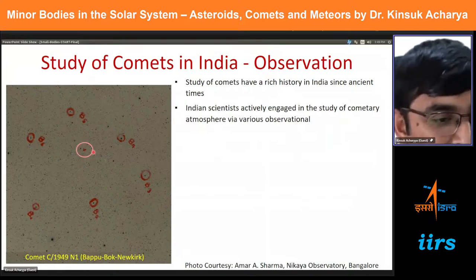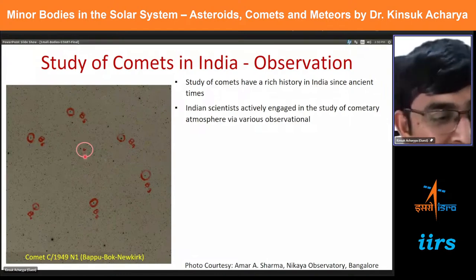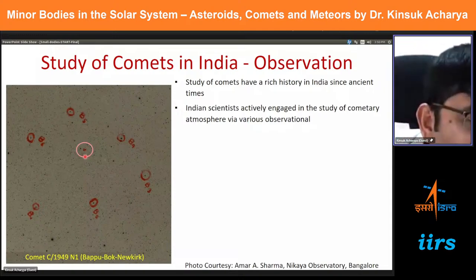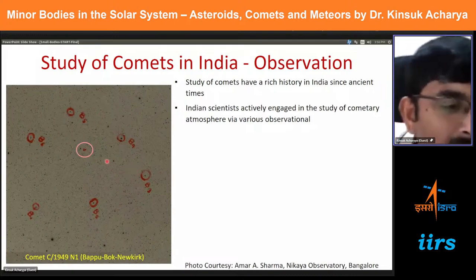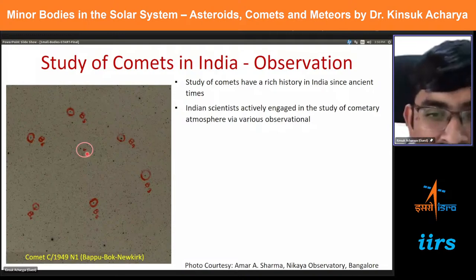I don't know whether you can see it or not, I have circled it. This is actually the location of the comet. If you go onto the net and look, you can find very small evidence, and these are the field stars based on which this was observed. So this is one of the earliest observations in India that I can find.